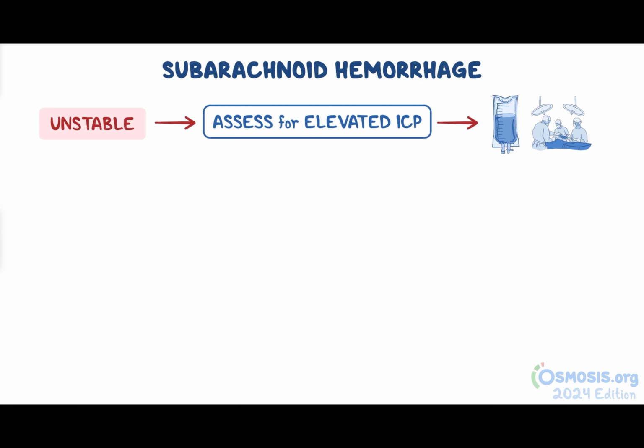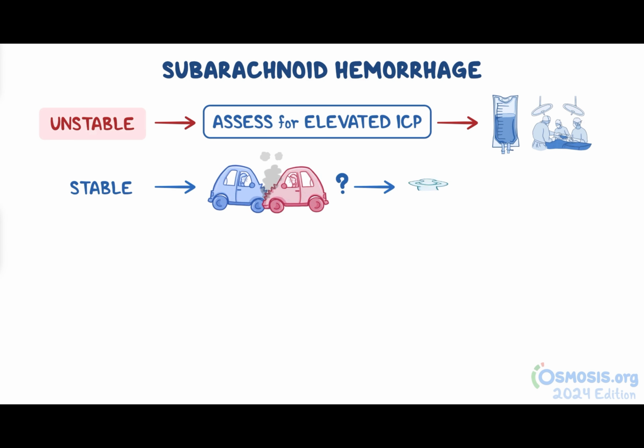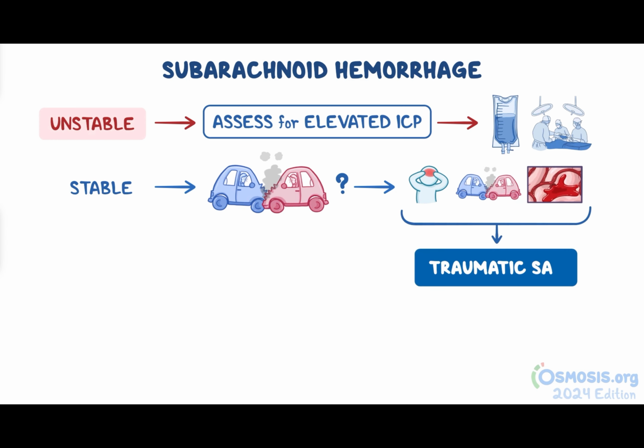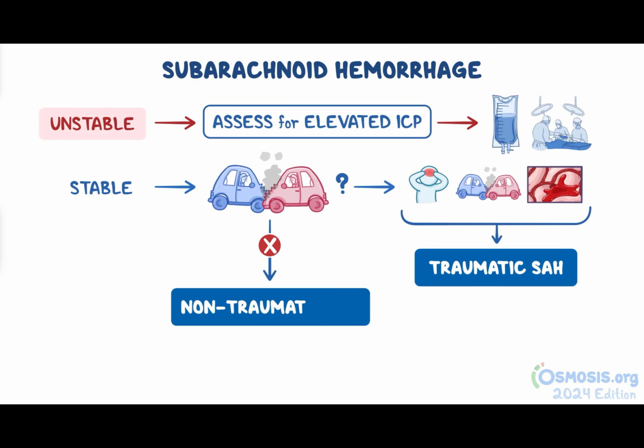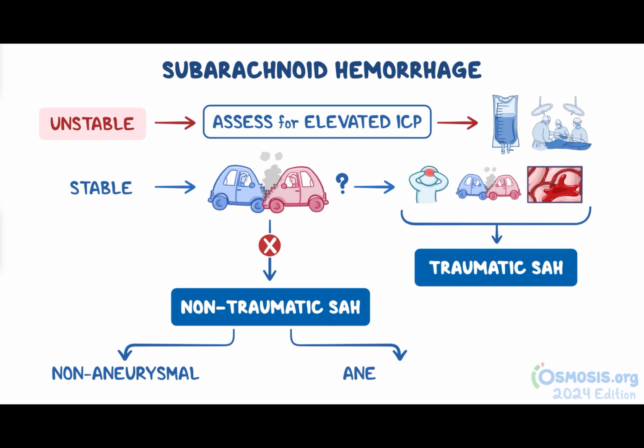On the other hand, if your patient is stable, be sure to determine the characteristics of headaches and ask about any head trauma. If history reveals a nonspecific headache and recent head trauma, and their head CT shows subarachnoid hemorrhage, diagnose traumatic subarachnoid hemorrhage. Lastly, if there's no history of trauma, diagnose non-traumatic subarachnoid hemorrhage, which could be non-aneurysmal or aneurysmal.